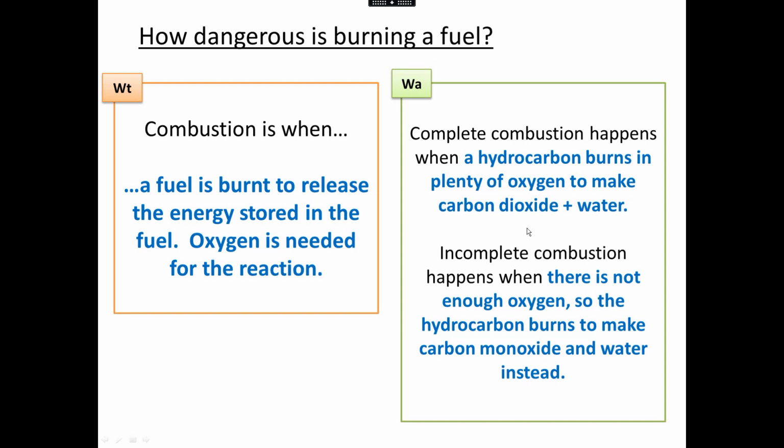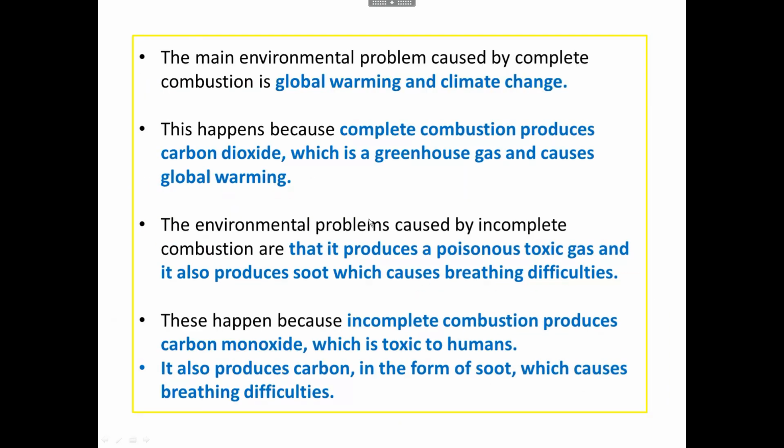So if you're getting the idea of plenty of oxygen forms carbon dioxide and water, not enough oxygen makes carbon monoxide and water, then that is the correct understanding. If you haven't used the word hydrocarbon, then do add that into your answer, because it is the hydrocarbon burning which forms carbon dioxide and water, or carbon monoxide and water if there's not enough oxygen. Let's look in more detail at these differences.